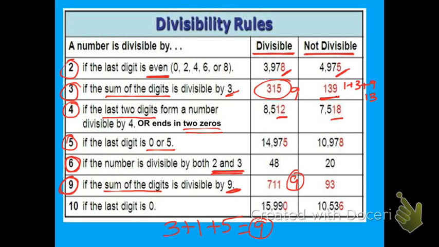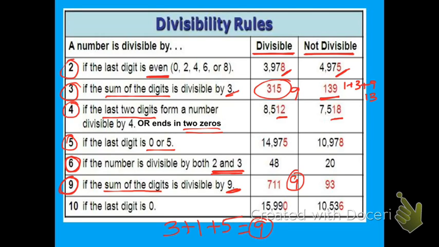That means that because when we add it up, we get 9, it's going to be divisible by 9. Is it also going to be divisible by 3? Blake, what do you think? Yes. How do you know? Because 9 is divisible by 3, or a multiple of 3. Good, I heard some of you say that. That's exactly right.